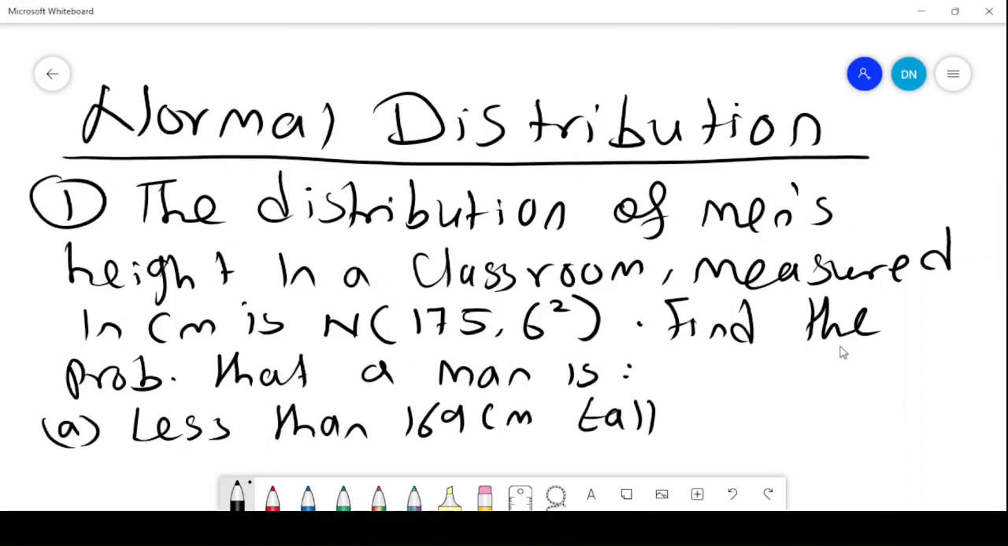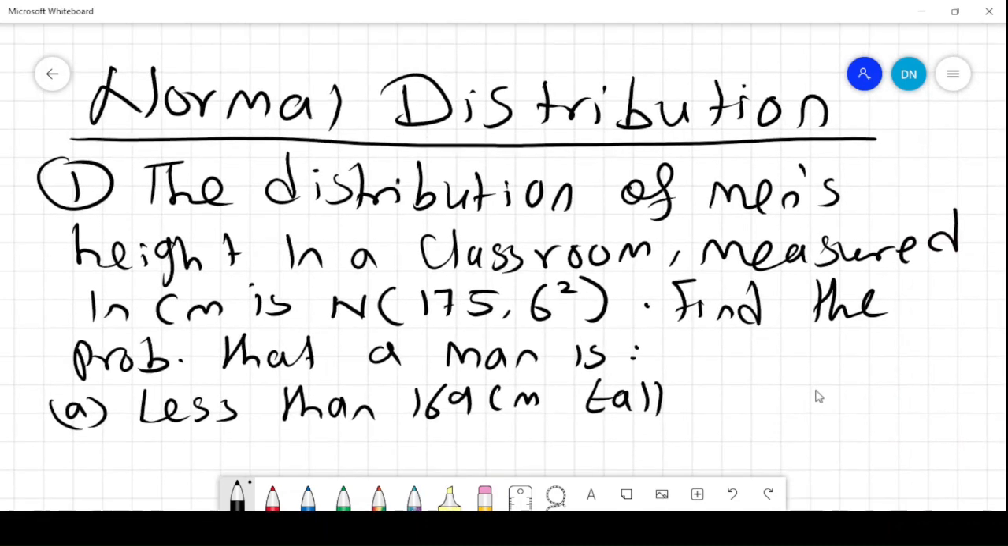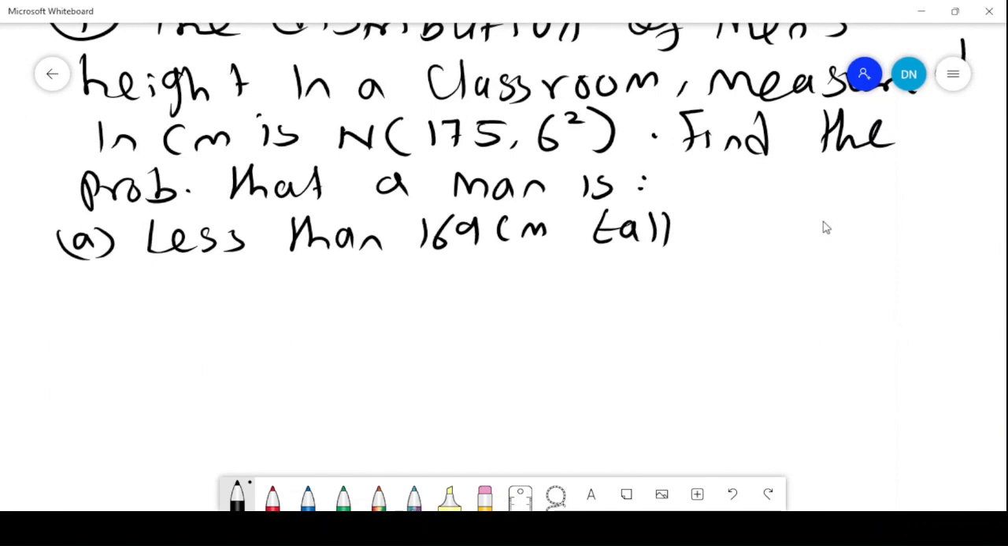Normal distribution. We are told that the distribution of men's height in a classroom, measured in centimeters, is normally distributed with a mean of 175 centimeters and a standard deviation of 6, so the variance is 6 squared. Find the probability that a man is less than 169 centimeters tall.